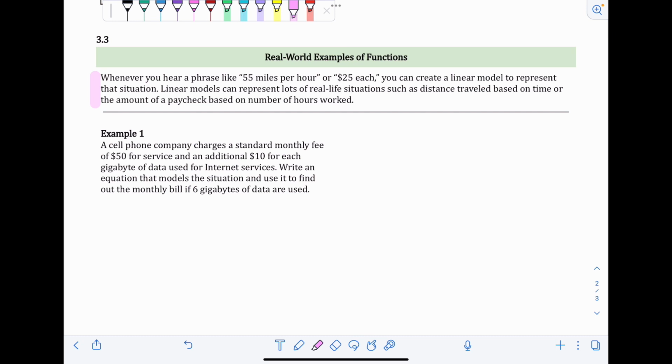So moving down to example 1. A cell phone company charges a standard monthly fee of $50 for service and an additional $10 for each gigabyte of data used for internet services. Write an equation that models the situation and use it to find out the monthly bill if 6 gigabytes of data are used.